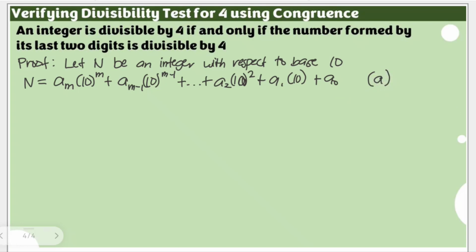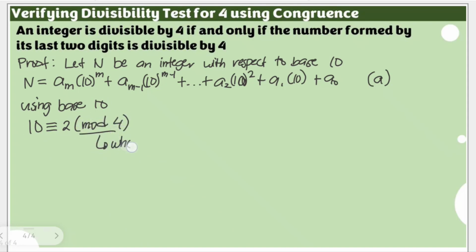Now, since we have established here base 10, it's easier for us to get the remainder. Using base 10, you have 10 is congruent to 2 modulo 4. Why modulo 4? Because we're testing for the divisibility test of 4. In the previous video, when we tested the divisibility test for 2, we used modulo 2. When we also tried to test the divisibility test for 3, we had modulo 3. So right now, we're going to have modulo 4 because this is the divisibility test for 4. In the next video, divisibility test for 5, then modulo 5, and so on and so forth.